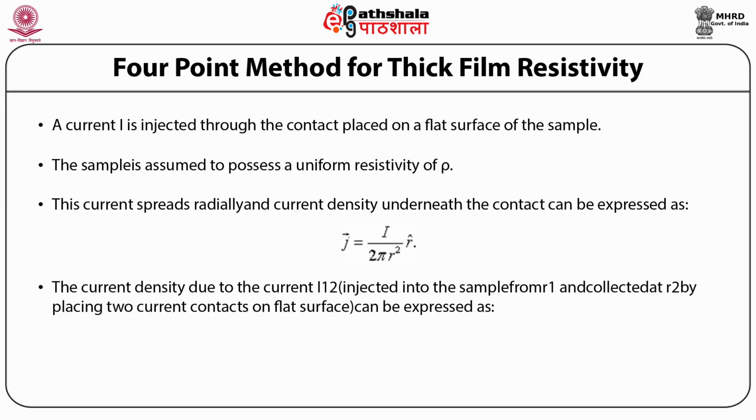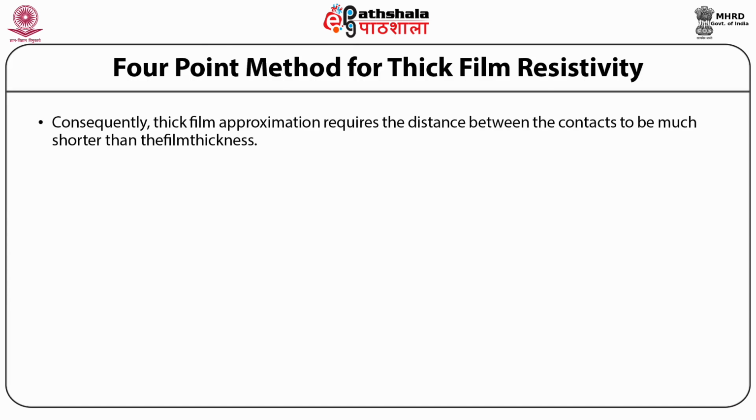The current density due to the current I12 injected into the sample from R1 and collected at R2 by placing two current contacts on the flat surface can be expressed as J vector equals I12 divided by 2π times [(R vector minus R1 vector) divided by |R vector minus R1 vector| cubed minus (R vector minus R2 vector) divided by |R vector minus R2 vector| cubed]. Consequently, the thick film approximation requires the distance between the contacts to be much shorter than the film thickness.